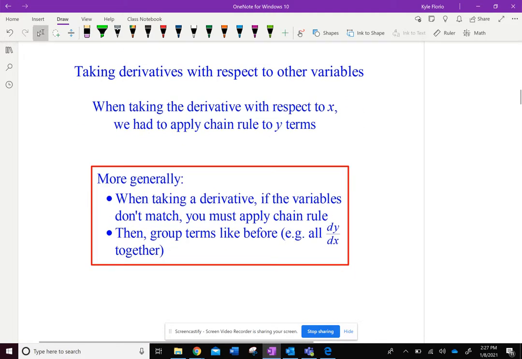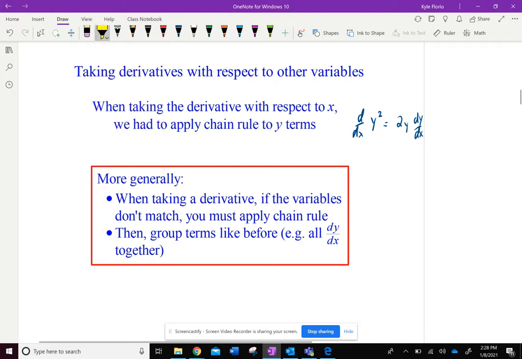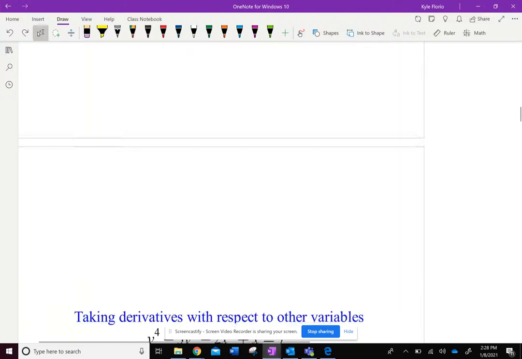So when we take derivatives with respect to other variables, we have to apply the chain rule to the y term. When we wanted the derivative of y squared with respect to x, it was 2y times the derivative of y with respect to x, or y prime. The idea is when the variables don't match, we apply the chain rule. This x and that y were not the same variable, so we had to apply the chain rule. So let's look at some examples.